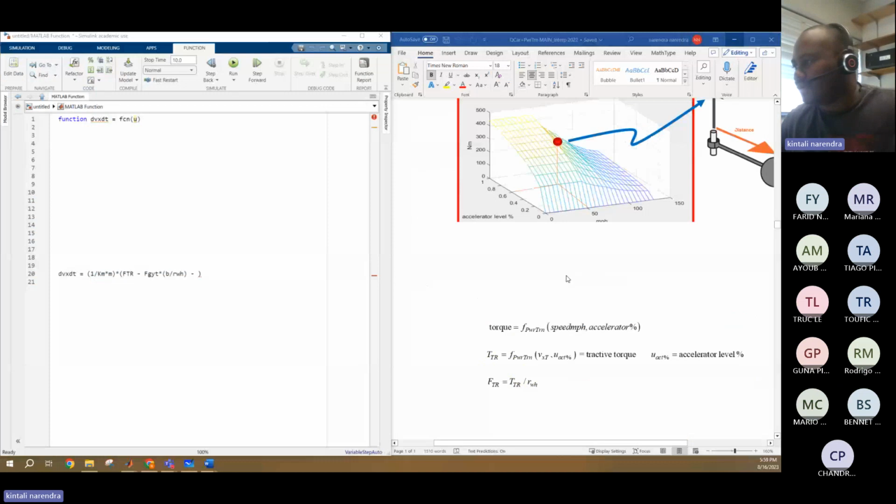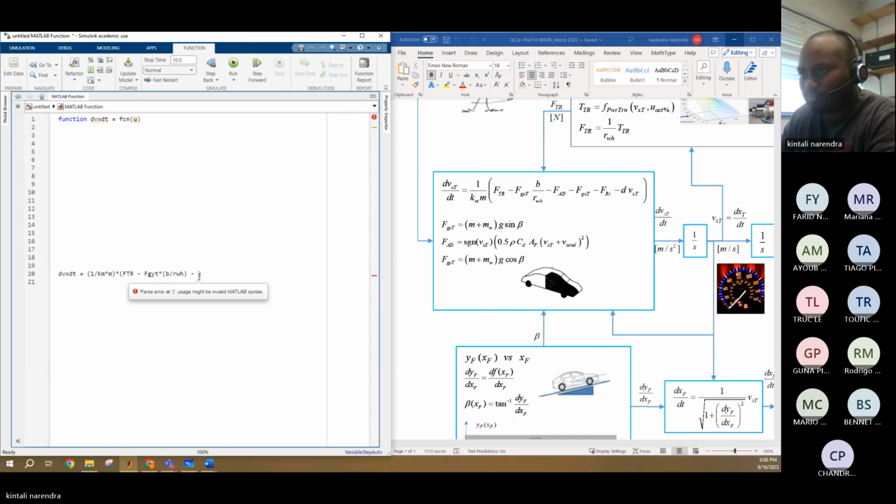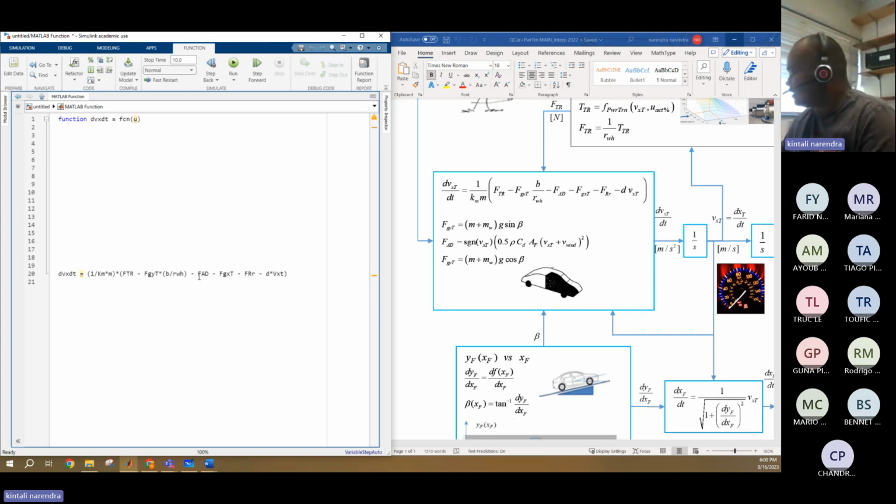Okay, guys, are you with me? Did you write this equation? FGYT into B by RWH minus FAD, minus FEXT, FGYTT capital. Just make sure you use the same nomenclature, minus FRR minus D into EXT.